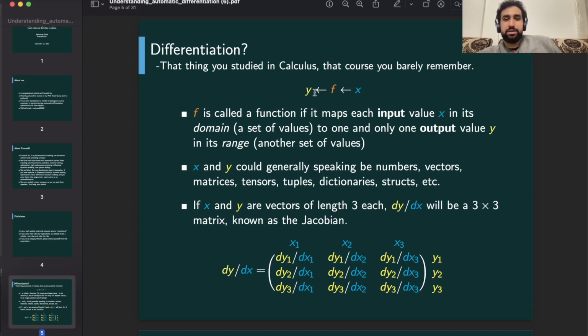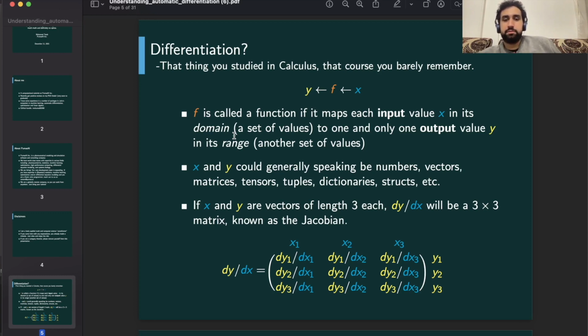So f is called a function if it maps each input x in a set called the domain of the function to one and only one output y in another set called the range of the function, right? So x and y could generally speaking be numbers, vectors, matrices, tensors, any arbitrary data structures. If we're talking about f being a programming function, then x and y could be anything.